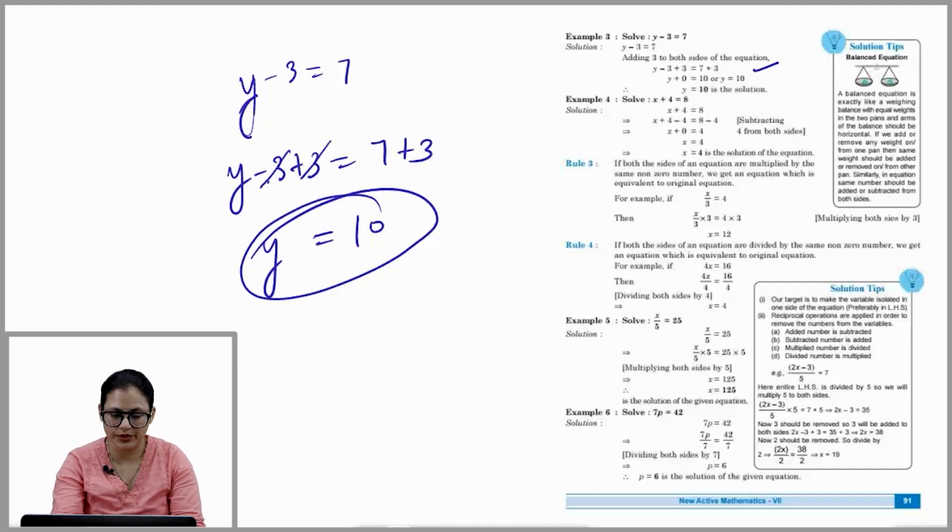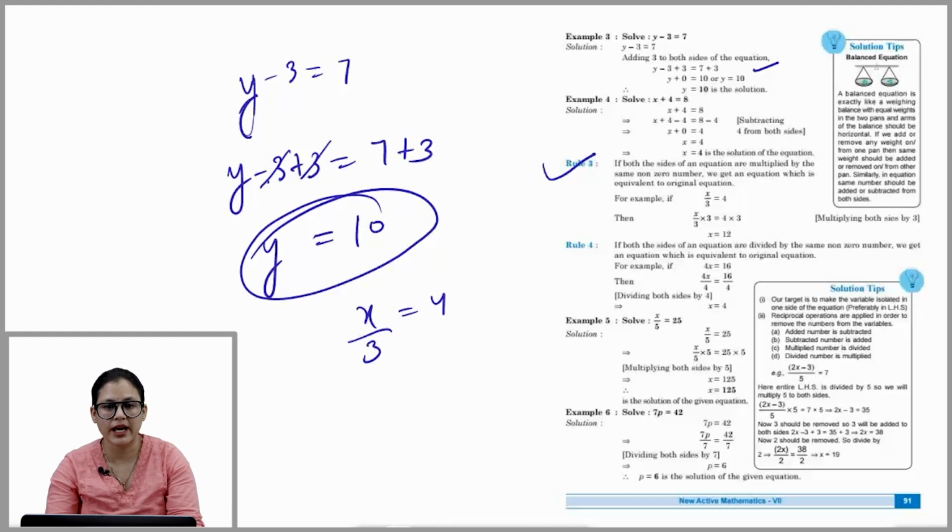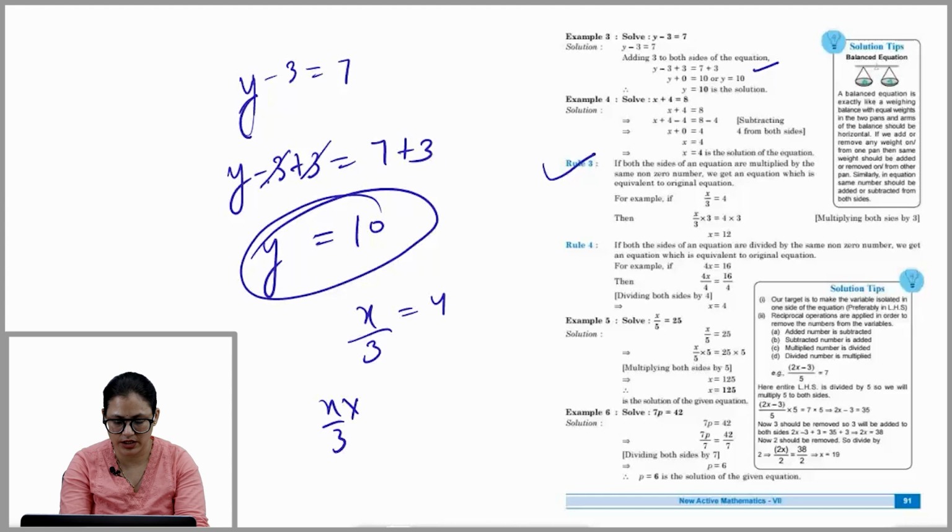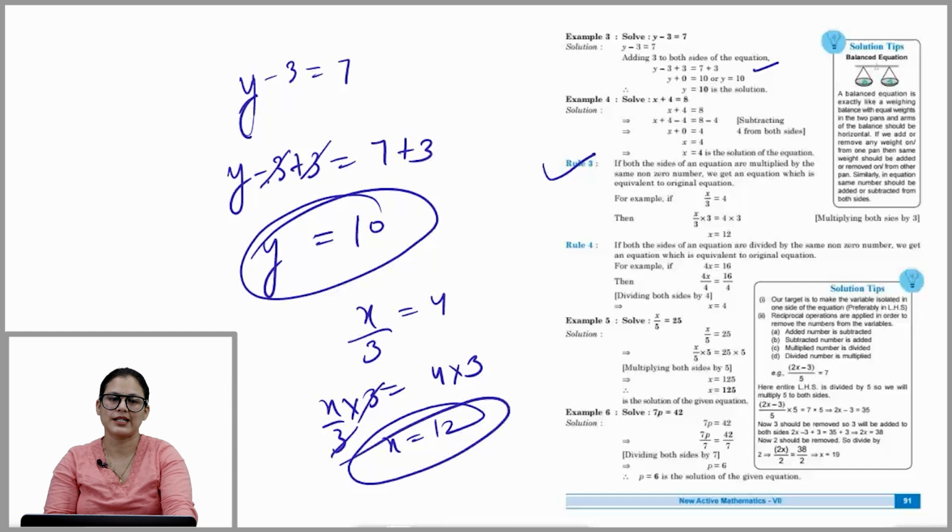Next, rule number 3. What does it say? If both the sides of an equation are multiplied by the same non-zero number, we get an equation which is equivalent to its original equation. For example, if we have x by 3 is equal to 4, okay, then what will we do? We will multiply by 3 on both sides. Okay, x by 3 into 3 is equal to 4 into 3. The 3s cancel, x is equal to 12. So the value of x is 12.